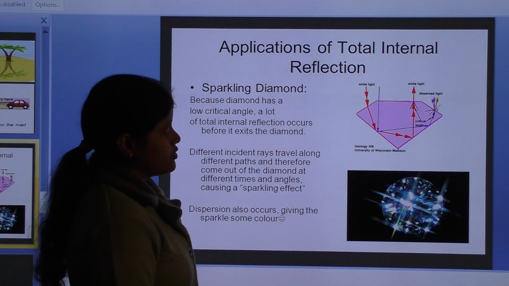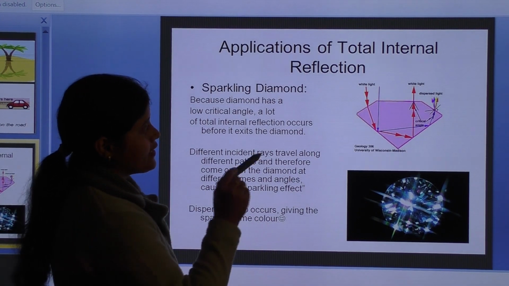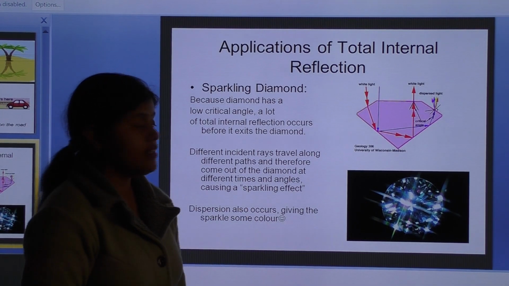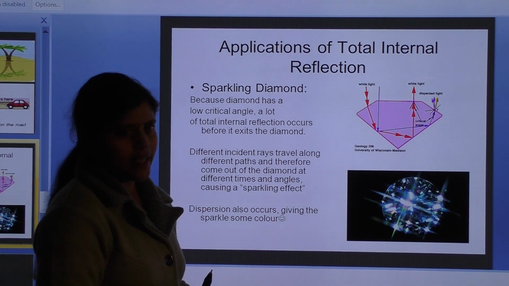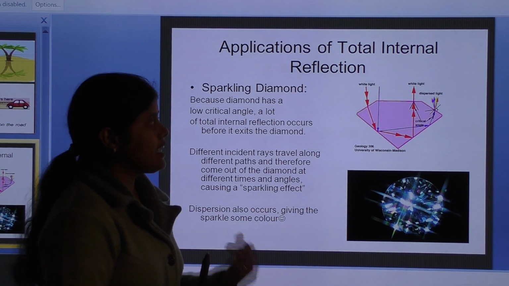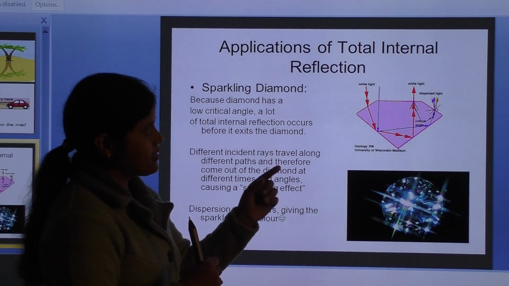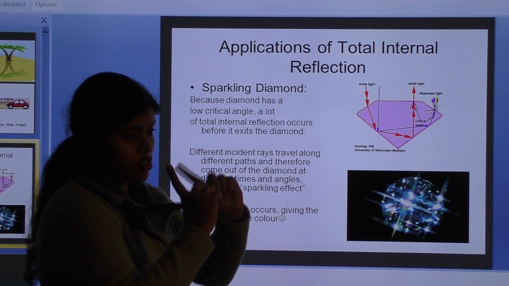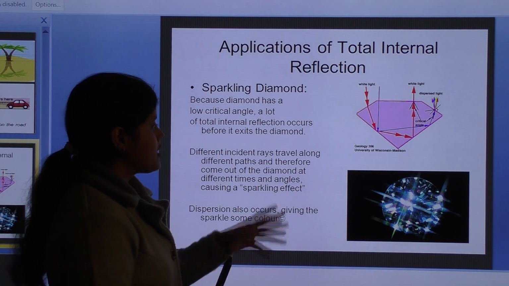So I asked you in the beginning why the diamond sparkles. It sparkles because once the light enters the diamond, as the diamond has a very low critical angle, maximum light enters at a higher angle than the critical angle, and gets trapped inside the diamond because the diamond is a denser medium and they cannot come out. They cannot escape from the diamond, and they continue to reflect from all the planes of the diamond because of the cuts we have on the diamond. Different types of cuts, different types of planes are there, and that's why the diamond sparkles.